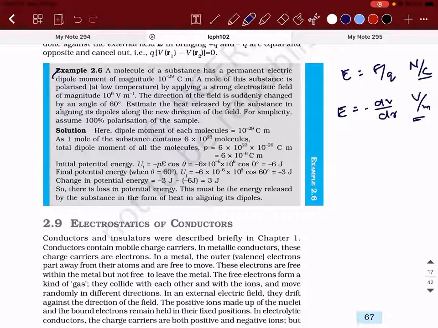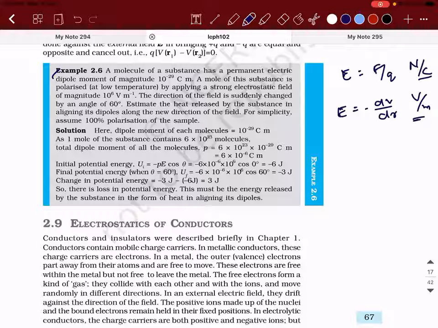Okay. So what are they trying to say? There is a mole of the substance, and polarized in the sense it is kept in the presence of electric field by a magnitude of 10 power 6 volt per meter. The direction of field is suddenly changed by an angle of 60 degrees. Right? It is changed by an angle of 60 degrees. Estimate the heat released by the substance in aligning its dipoles along the new direction of the field.